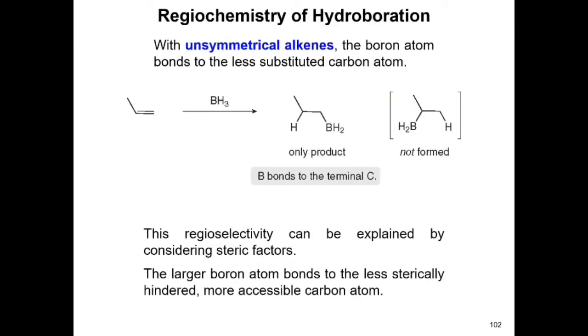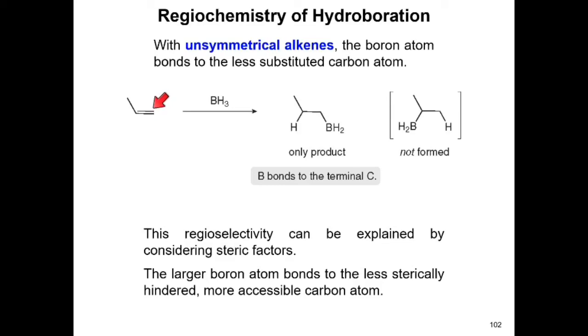When it comes to unsymmetrical alkenes, the boron atom bonds to the less substituted carbon atom. And the reason behind this is because of steric hindrance. The boron atom is relatively larger compared to a carbon atom, and so it bonds to the less sterically hindered, more accessible carbon atom. So here's an example. We have a propene molecule reacting with borane. So you can see that this carbon atom right here is the more substituted carbon atom that's involved in the double bond, and the one on the right hand side is the less substituted carbon.